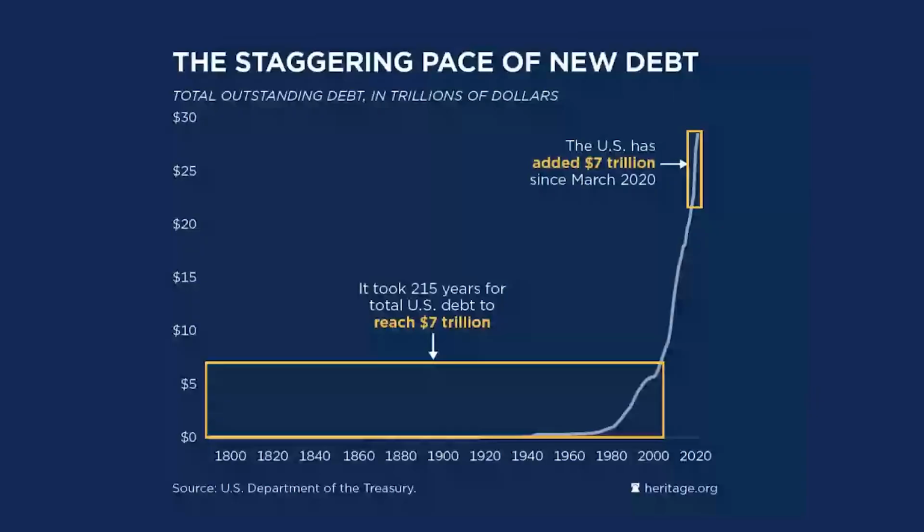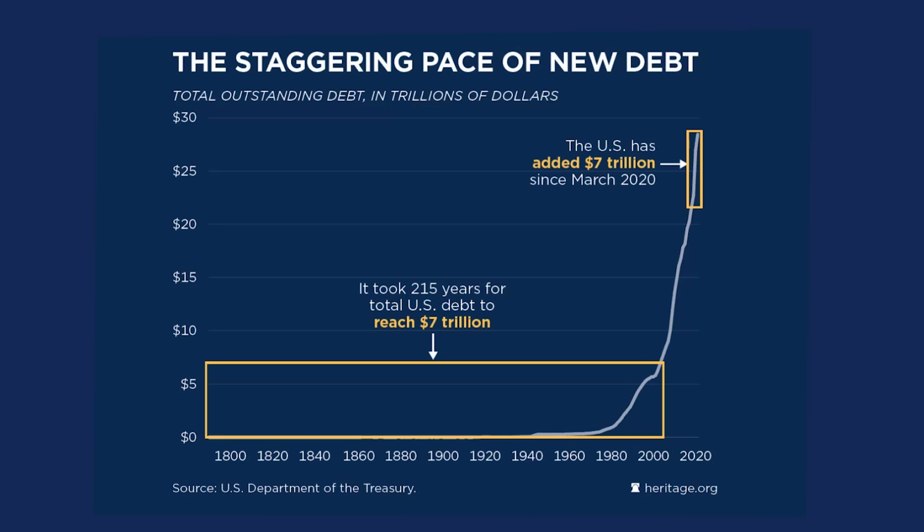What's going on with the inflation? Well, I want to show you a chart that could kind of fundamentally sum it up. It's just an excellent visual. So this chart came from the Heritage Foundation. They actually pulled the data from the U.S. Department of Treasury. It's data that's out there. It's very telling. If you look at government debt, this is a staggering pace of new debt, total outstanding debt in trillions of dollars, government debt.